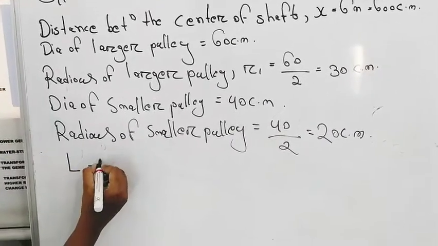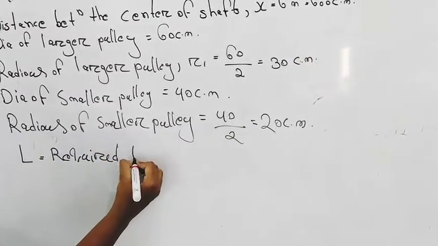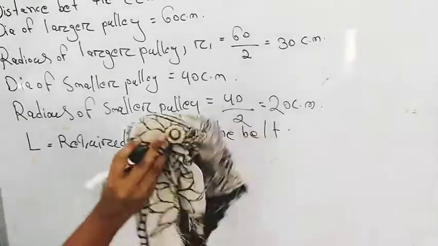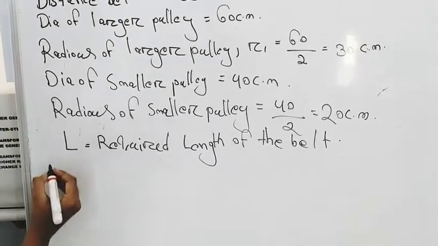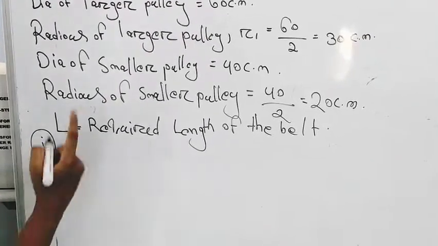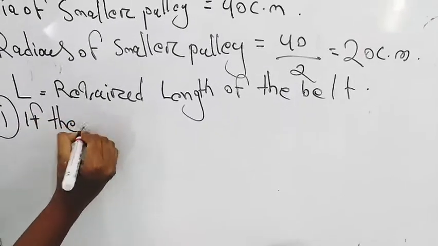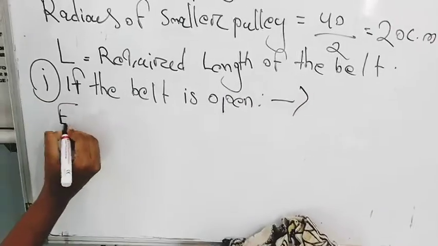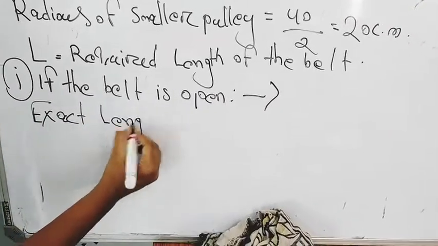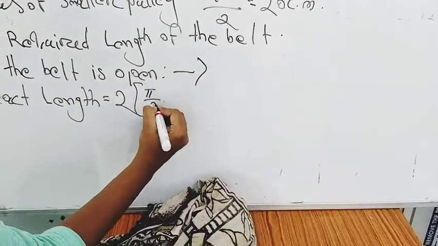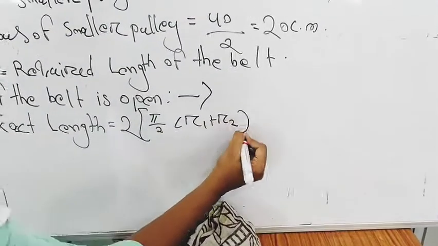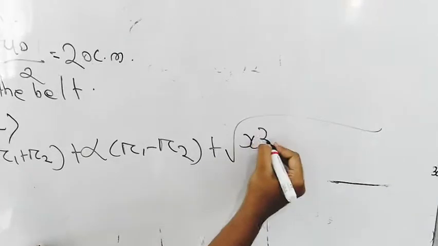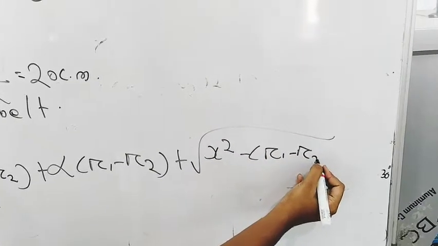So L is the required length of the belt. In the question we are asking for the length if the belt is crossed or if the belt is open. First I go for the open belt. As I said, the exact length is equal to 2 into [pi by 2 (r1 plus r2) plus alpha (r1 minus r2) plus root of x square minus (r1 minus r2) the whole square].